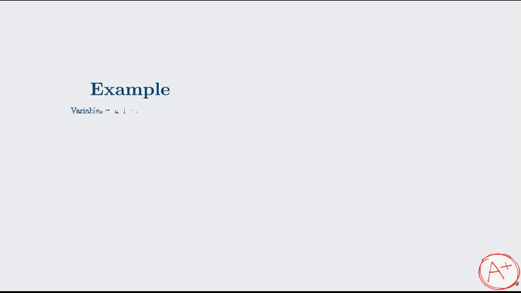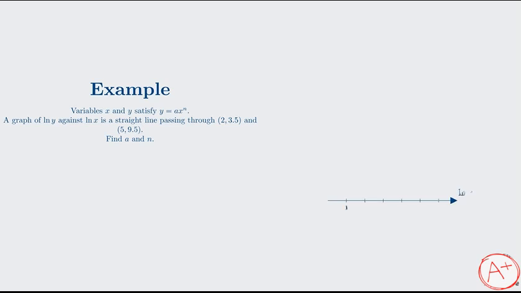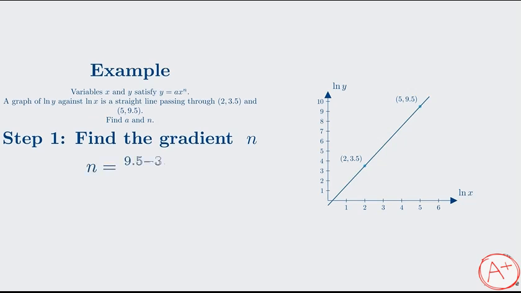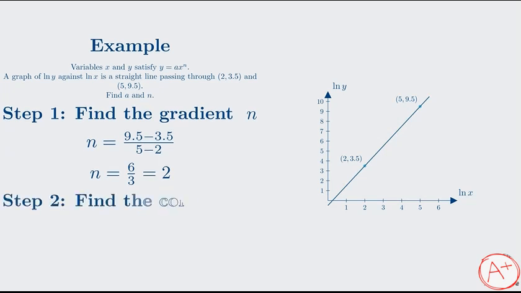Let's apply our power law transformation. We know that for the model y equals ax to the n, the linear form is natural log y equals n natural log x plus natural log a. The gradient of the line in the natural log y versus natural log x plane represents our constant n. By calculating the change in y over the change in x using the given points, we find that n equals 2. Now we use the coordinates of 1 point to find the intercept. Substituting the point 2, 3.5, and our value for n, we solve for natural log a.